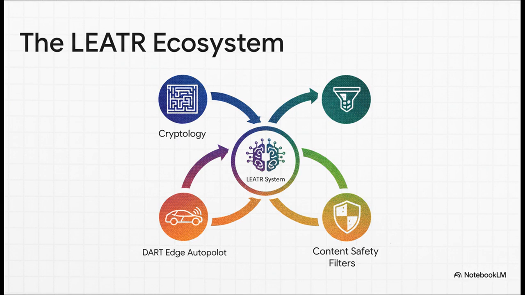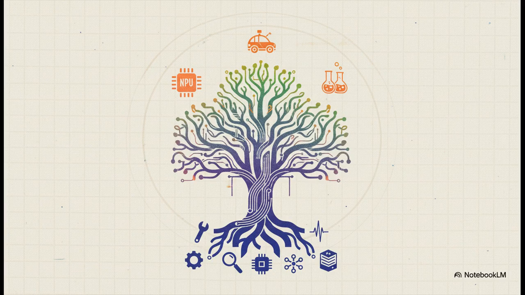And the system's reach just keeps going. It extends into areas like cryptology, where that maze tool is used to generate keys. It goes into content safety with a custom filter logic, and even into autonomous vehicles with something called the Dart Edge autopilot. So what's the big takeaway from all this?